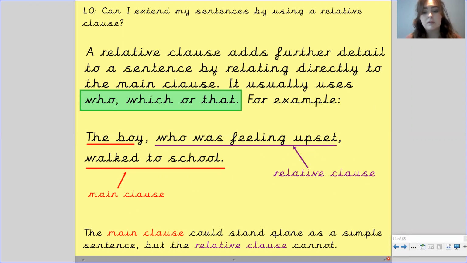So the main clause can stand alone as a simple sentence. However, our relative clause cannot. If we just went up to someone and said who was feeling upset, that wouldn't make any sense at all. So we need to make sure that with a relative clause, it is put into our main clause.